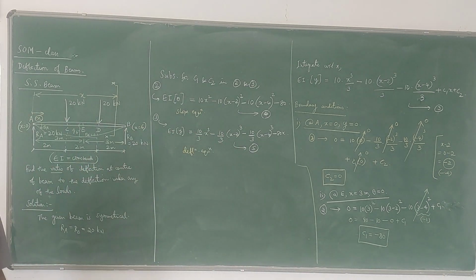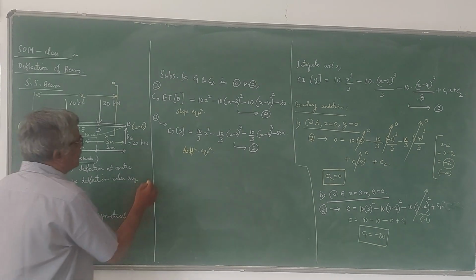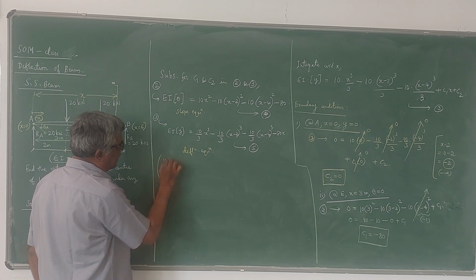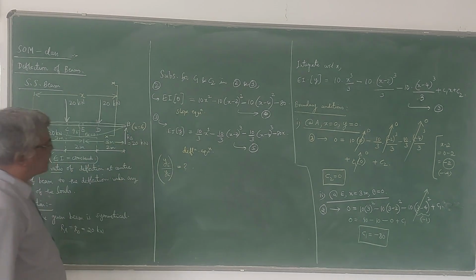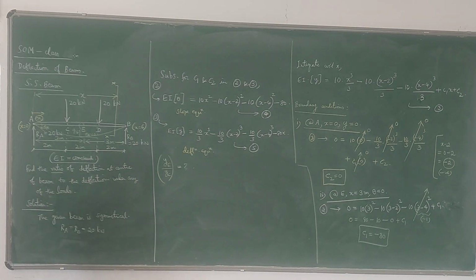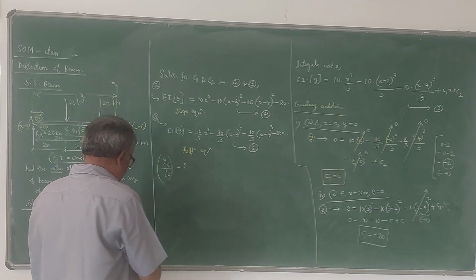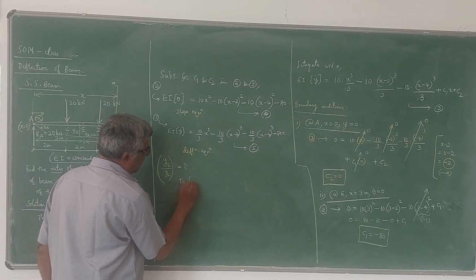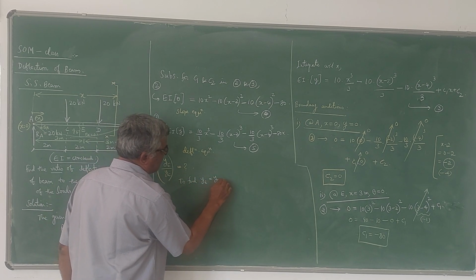Now here, of course, he has asked the ratio of deflection at E to deflection at C or at D. This ratio he has asked. Now let us find out YE and YC separately. Then let me take the ratio. So to find YE, first let us find out YE, which is nothing but your Y max here.